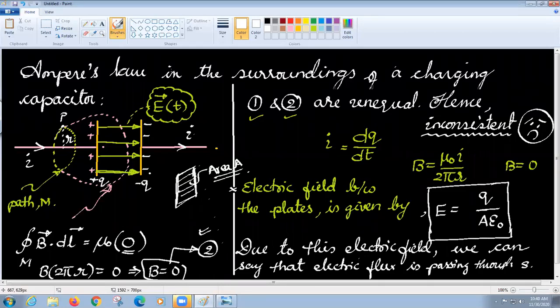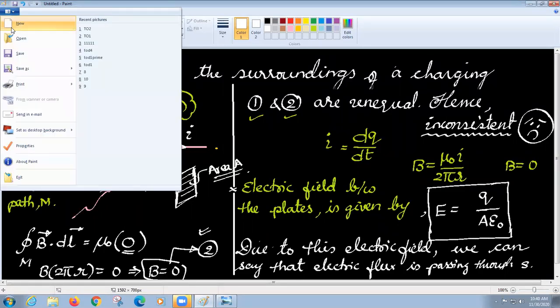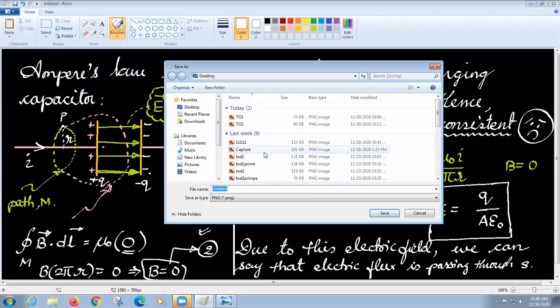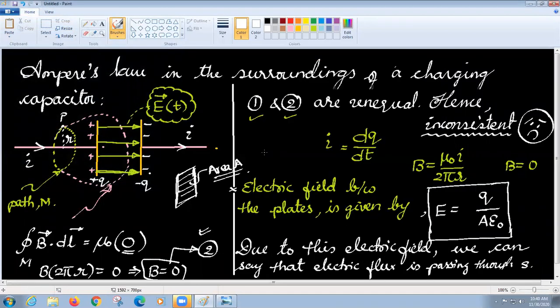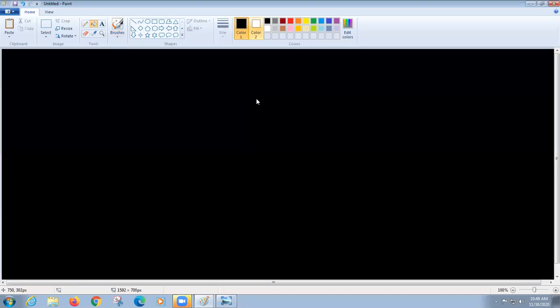Now what I can say here is, again I will take, okay, I'll go for the next one. T3. So let me copy this figure.